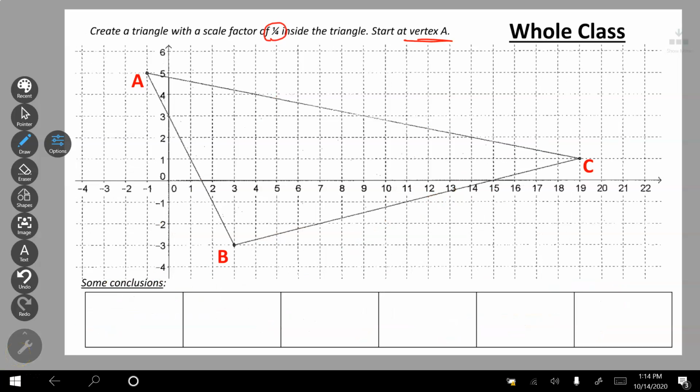So the next problem, I have a scale factor of 1/4, starting at vertex A. That means vertex A is fixed. And then I'm going to make sure side AB, I'm going to multiply by 1/4, and side AC, I'm going to multiply by 1/4 by counting my squares.